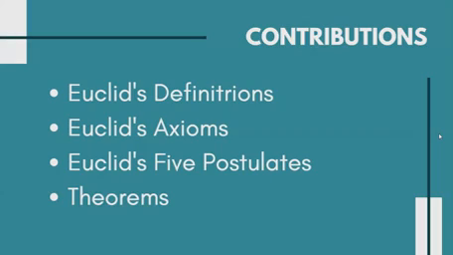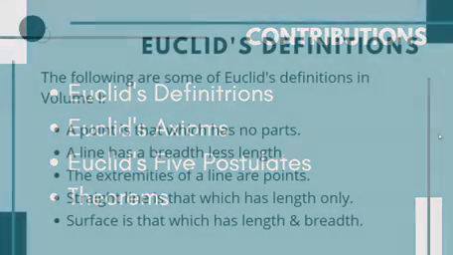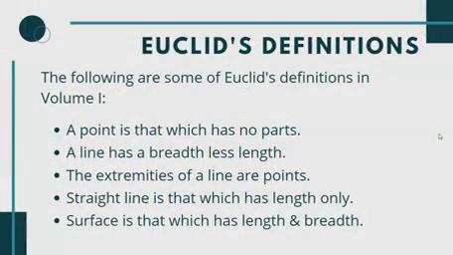Euclid and his contribution in the development of mathematics. It includes Euclid's definitions, his axioms, five postulates, and theorems given by him. Here are some of the definitions given by Euclid. A point is that which has no parts. The description of a point that which has no part indicates that Euclid will be treating a point as having no width, length, and breadth.